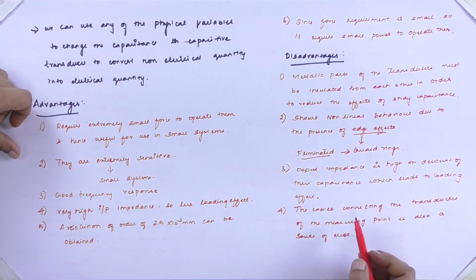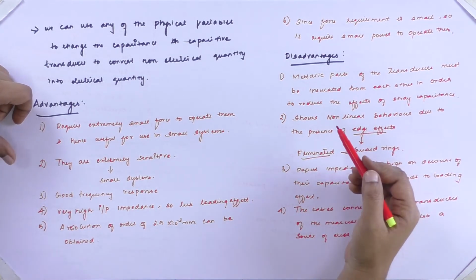So the cable which is used for connecting the transducers to the measuring point also has some impedance value which is added to the capacitance. So while measuring the value of capacitance, the impedance of the cables will be included, which causes error in case of capacitive transducer. So this is also a disadvantage of capacitive transducer.